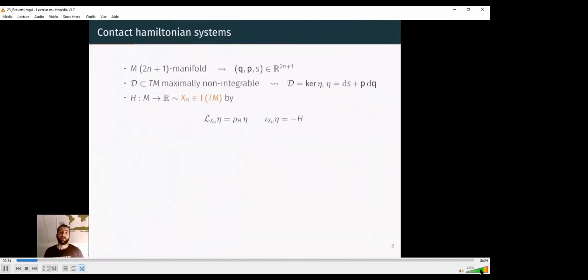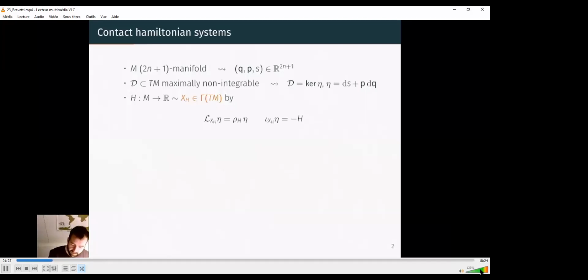So in contact mechanics, we look at odd-dimensional systems that are endowed with a maximally non-integrable hyperplane field. This essentially means that we are looking at a space that is odd-dimensional, endowed with a special one-form whose kernel defines this distribution on the tangent. In this case, we can assume everything is global, and we will use q, p, and s as our variables. As in the Hamiltonian case, we can define an isomorphism between Hamiltonian and contact Hamiltonian vector fields.